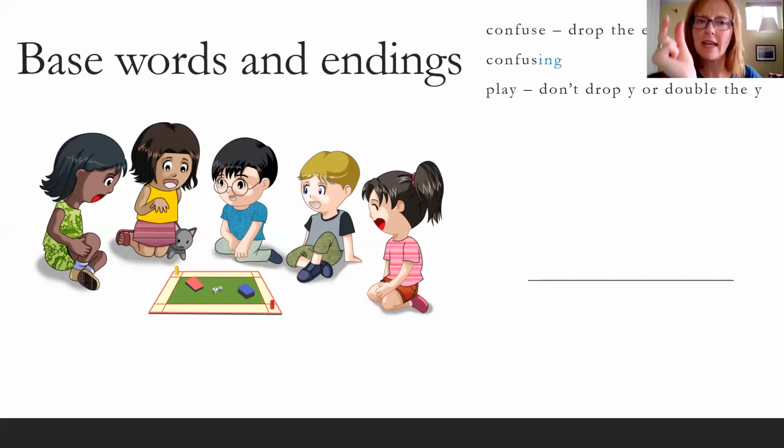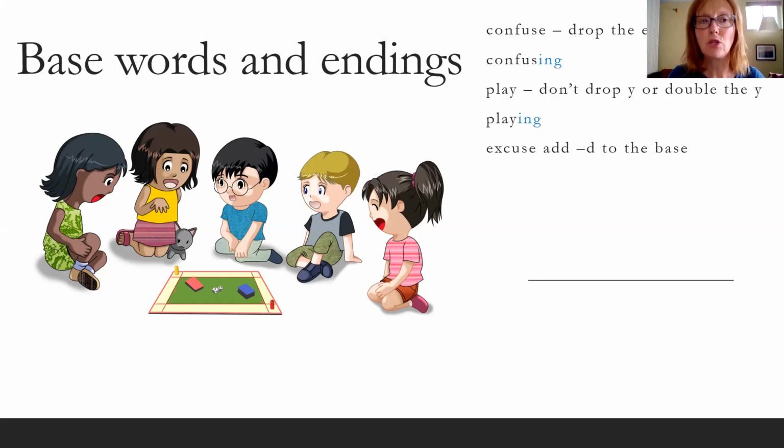Play. Remember, when we end a word in the AY, the long A sound, with the Y at the end, we're not going to drop the Y because it's part of that long A sound. We also are not going to double a Y. We're not doubling Ys, we're not doubling Ws, right? So we have playing, we're just going to add that ing onto the end. Same if we had played, we'll just add the ed onto the end as well.